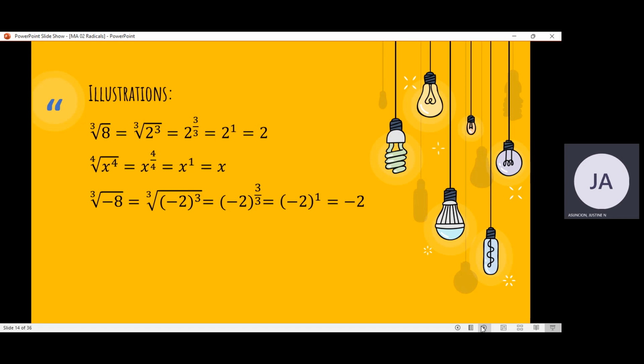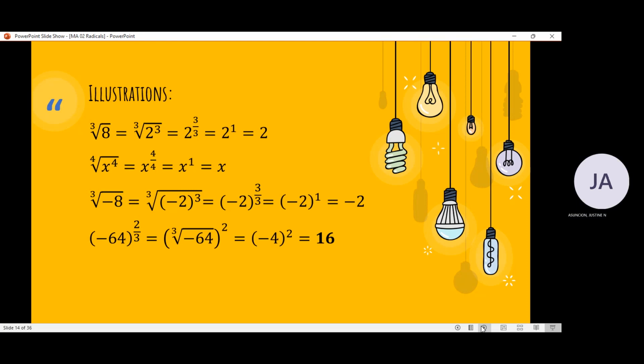Then another example, expressed in fractional exponent: negative 64 raised to 2/3, or simply the cube root of negative 64 raised to 2. Negative 64 can be expressed as negative 4 times negative 4 times negative 4, or negative 4 cubed. The exponent of the radicand is 3 and our index is 3, so 3 over 3, that's 1. So that's negative 4, and then squared, negative 4 squared is 16.